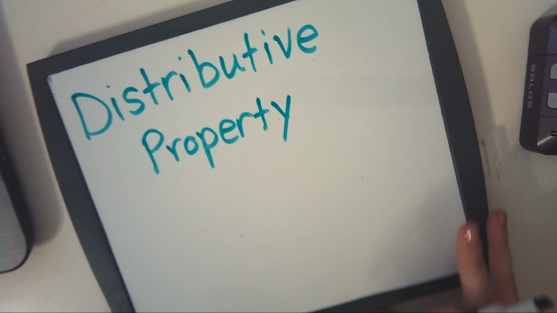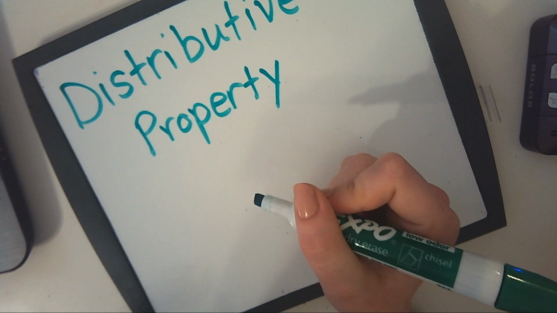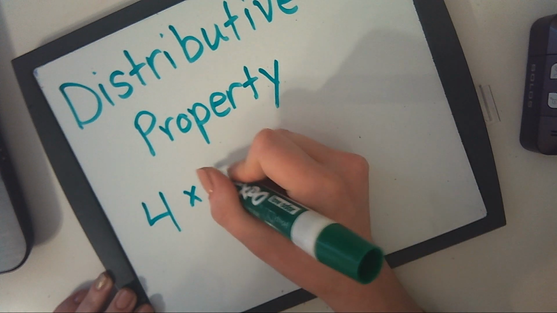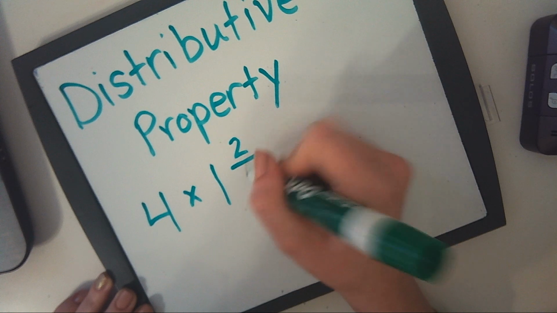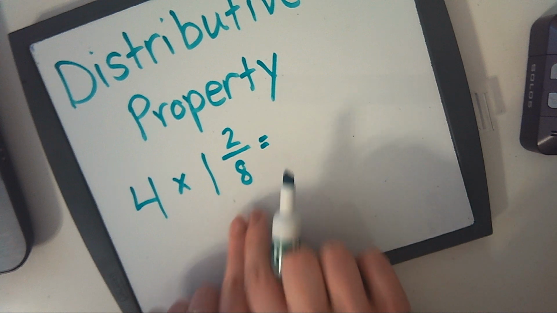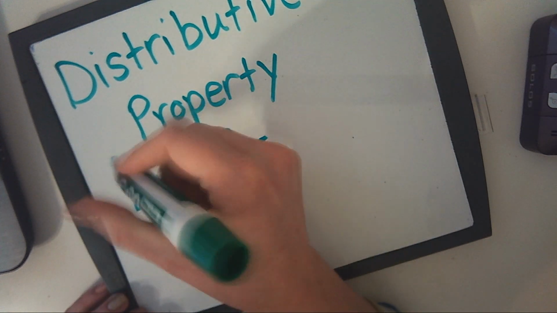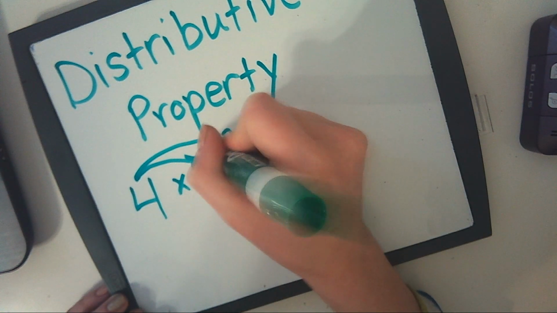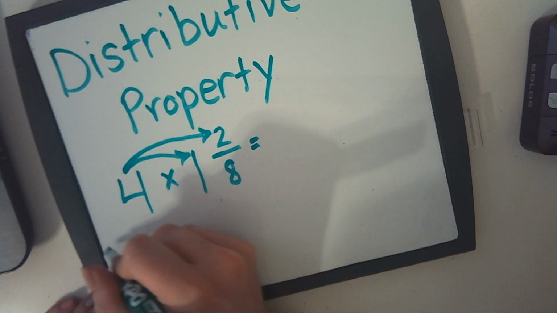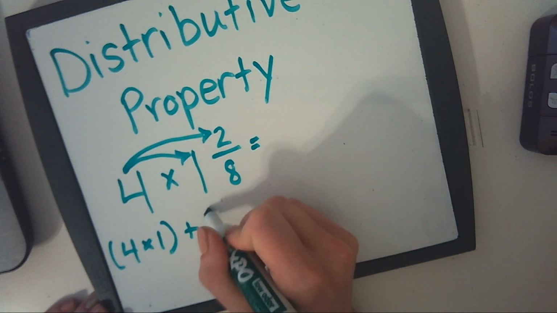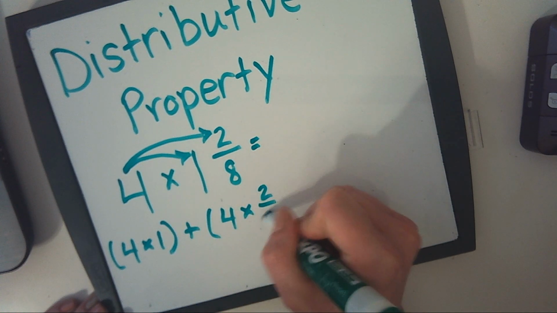The way that we will be using the distributive property for this type of problem is we are looking at the mixed number and breaking it apart. So if our equation was 4 times 1 and 2/8, the mixed number is what we're breaking apart. We would be multiplying 4 times 1 and multiplying 4 times 2/8 separately. So our equation would end up being 4 times 1 plus 4 times 2/8.